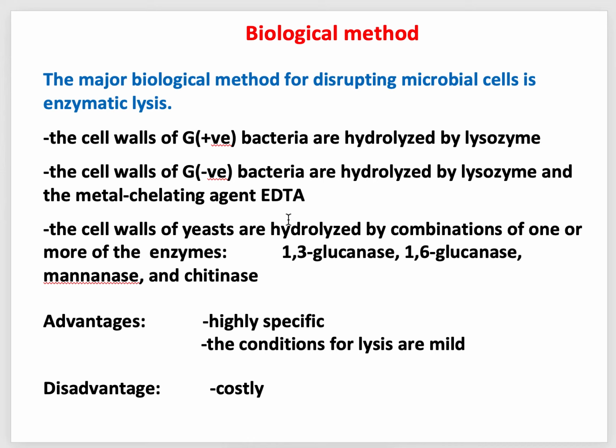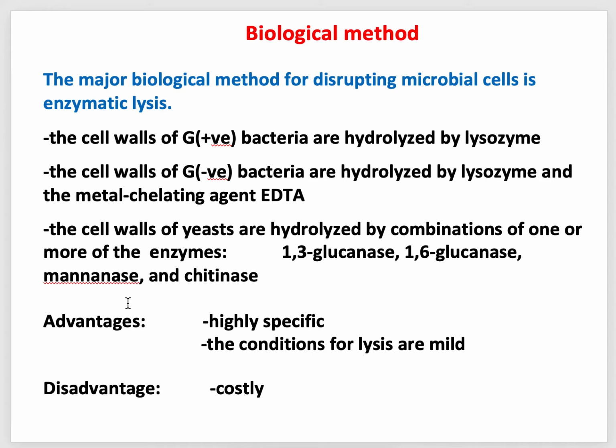And the cell walls of yeast are hydrolyzed by combinations of one or more enzymes, like 1,3 glucanase, 1,6 glucanase, mannase, and chitinase. The cell wall of yeast is made of chitin, so that's why we have to use these enzymes, chitinase. Chitin is a different type of polymer. Bacterial cell walls don't contain chitin. Only yeast contain chitin in the cell wall.